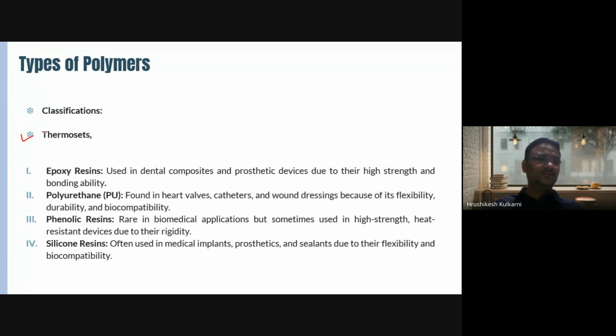Next are called thermosets. The difference between thermoplastic and thermoset is, if you apply heat, a thermoplastic will change its shape, and after removal of the heat, it will again regain its original shape. But a thermoset, once you apply heat, will have a definite shape which cannot be further changed. More examples are epoxy, polyurethane, phenolic resins, and silicone resins. Again, they have different applications, as I have mentioned in the slides.